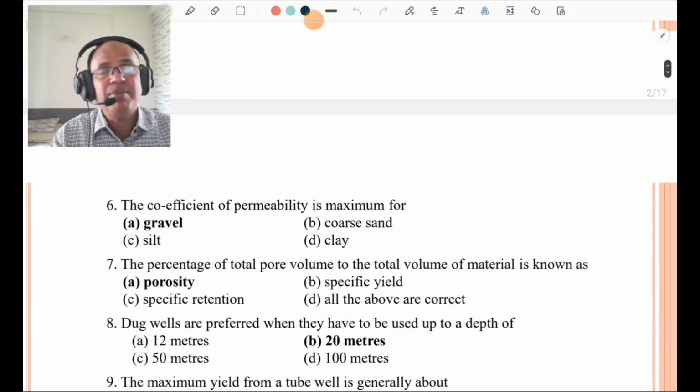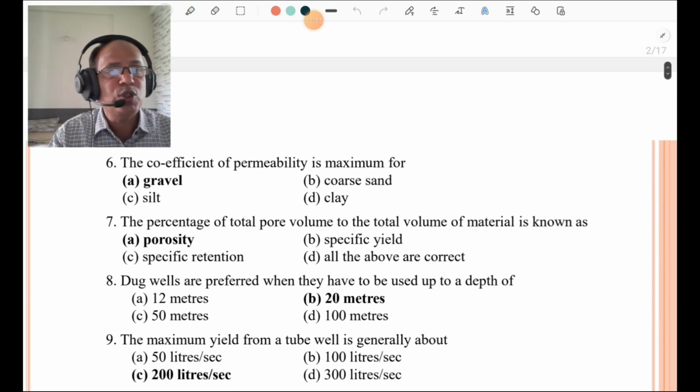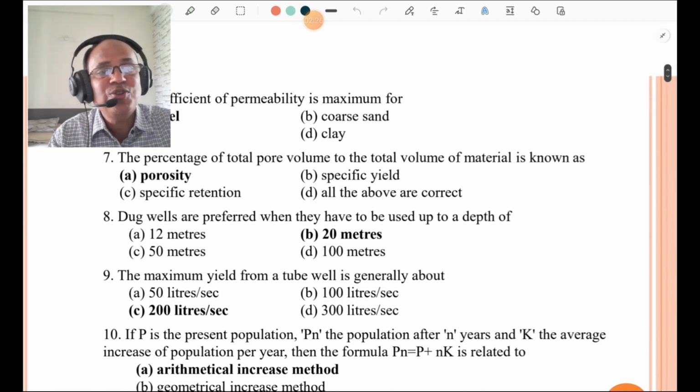The coefficient of permeability is maximum for gravel. Why is it maximum for gravel? Because voids are more, so it is more permeable. The percentage of total pore volume to the total volume of the material is known as porosity. Dug wells are preferred when they have to be used up to a depth of 20 meter, means 60 to 70 feet. The maximum yield from the tube well is generally about 200 liters per second. That is for tube well.